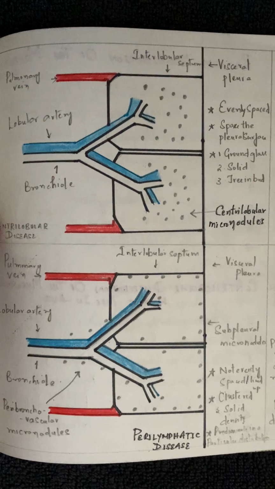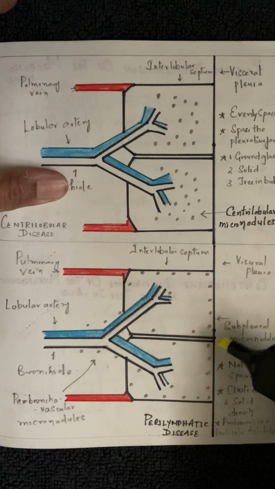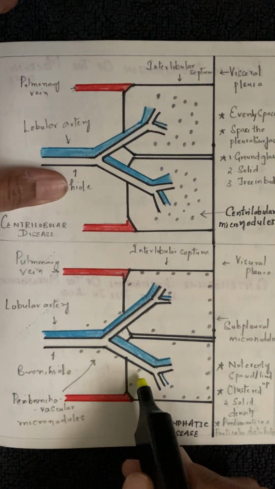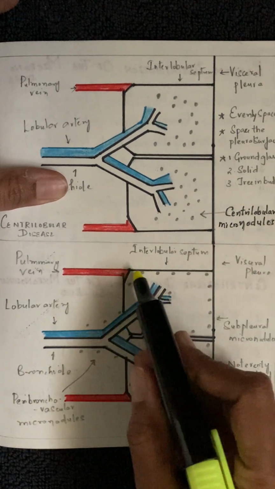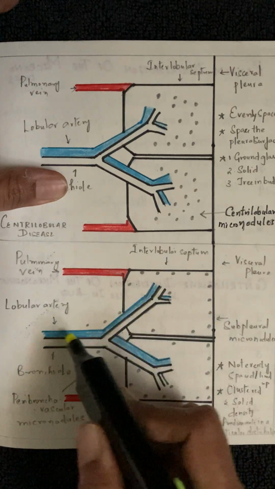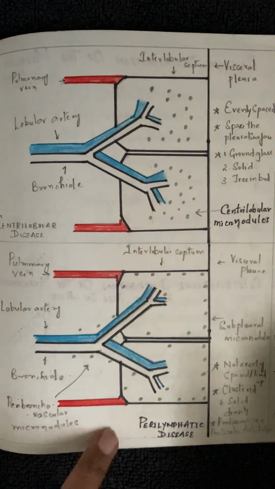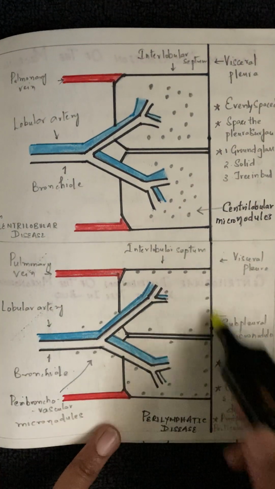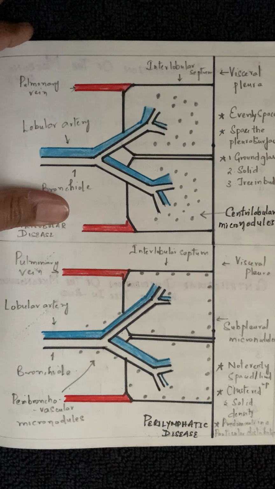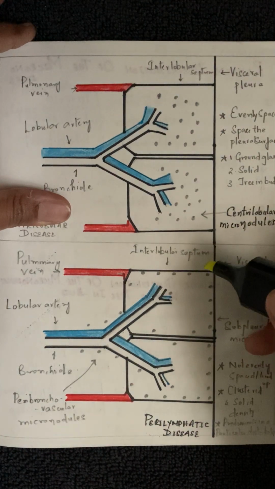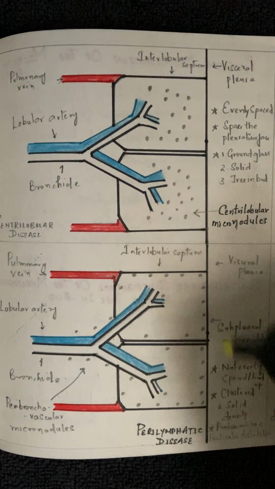Then coming to perilymphatic. See, perilymphatic nodules are situated along the pleura, along the peribronchiovascular areas, and along the interlobular septum. One is along the pleura, the subpleural region, along the interlobular septum and along the peribronchiovascular region. These are peribronchiovascular nodules, these are subpleural nodules. They are not evenly distributed, they are clustered. They are of solid density. One particular thing will be predominant, whether along the interlobular septa, subpleural or peribronchiovascular. So they are clustered, not evenly spaced.